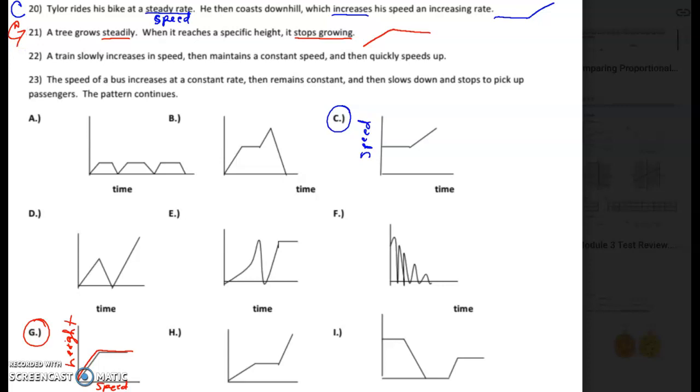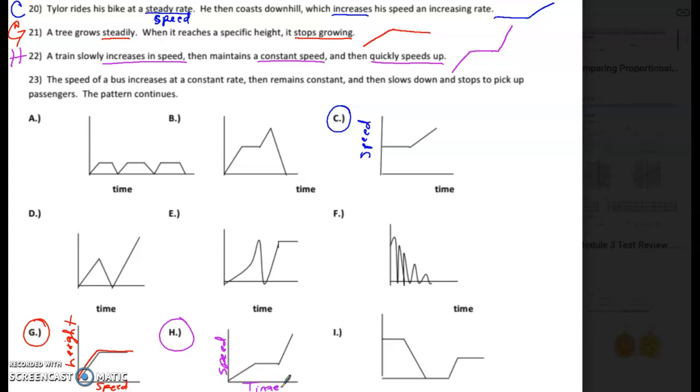Okay, we have a train that is slowly increasing speed. Then it maintains a constant speed, and then it quickly speeds up. So it's increasing speed, stays at a constant speed, and then quickly speeds up. When we look at that, H would be the best answer for 22, because we are talking about speed versus time.